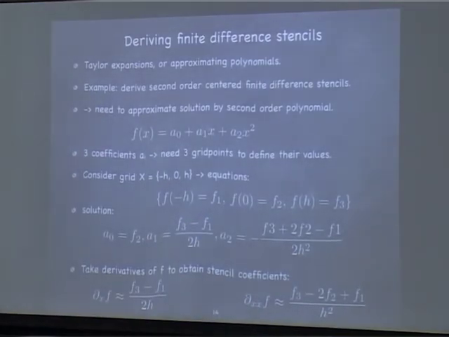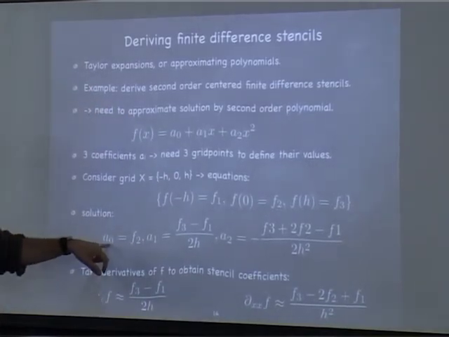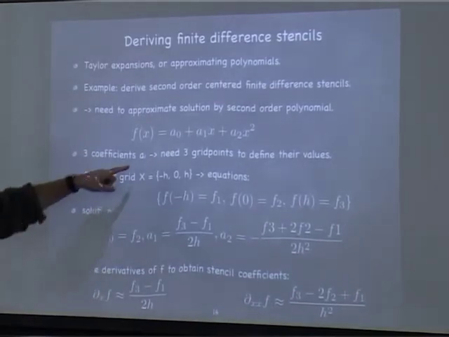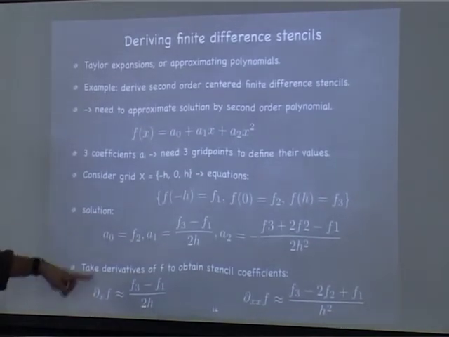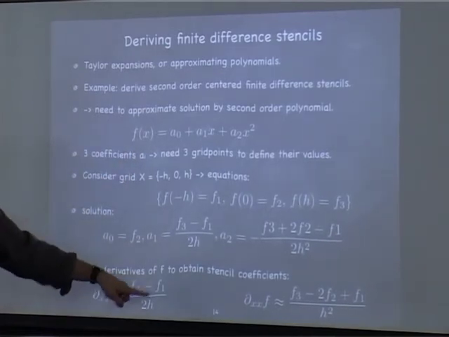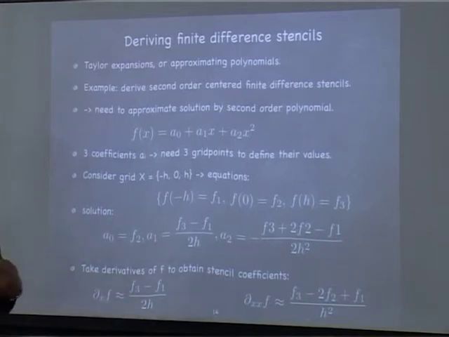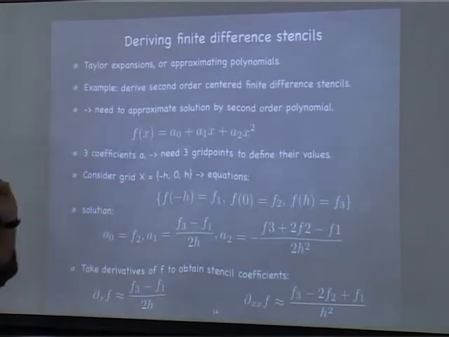But now we can just do this explicitly. This was our model, and we have computed the values of the coefficients. Now we can take the derivative of this function, first derivative or second derivative. Computing the derivative of this function would now give f3 minus f1 divided by 2 times the grid spacing. So that's our approximation for the first derivative up to second order in h.